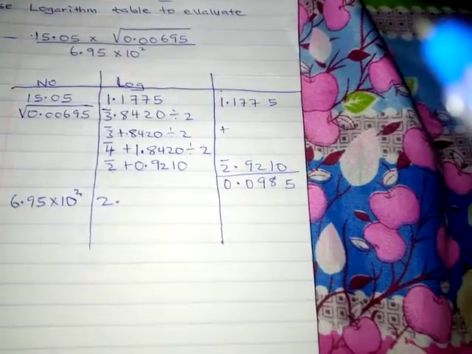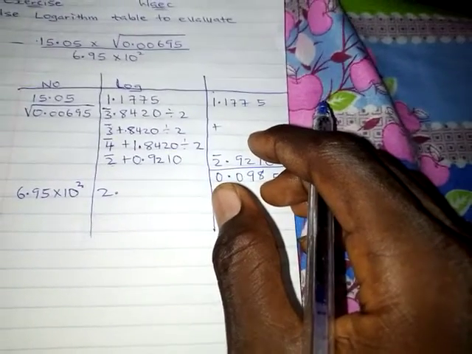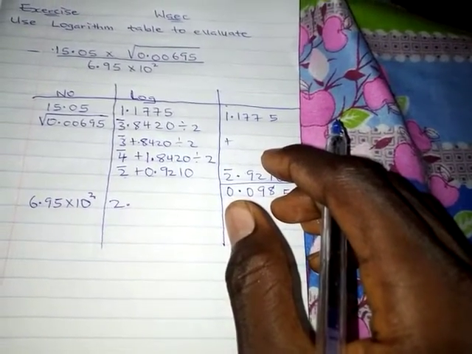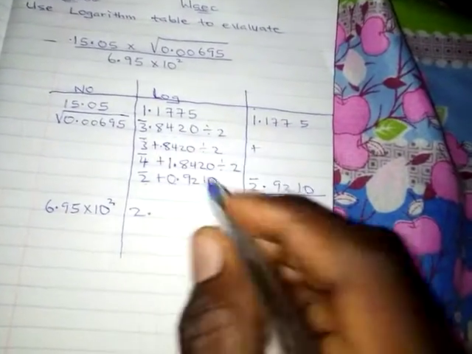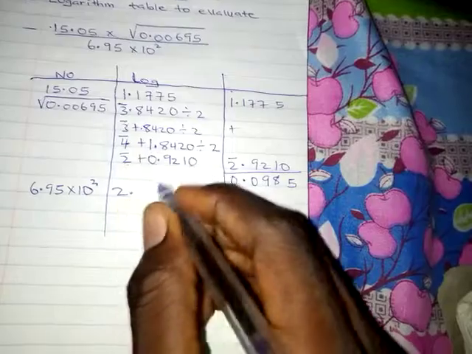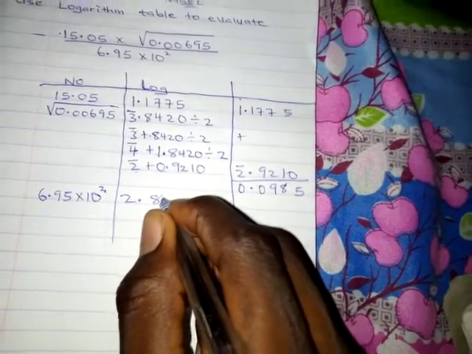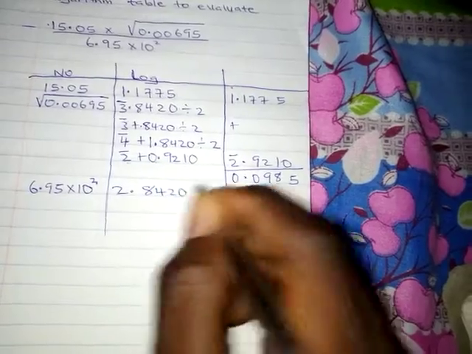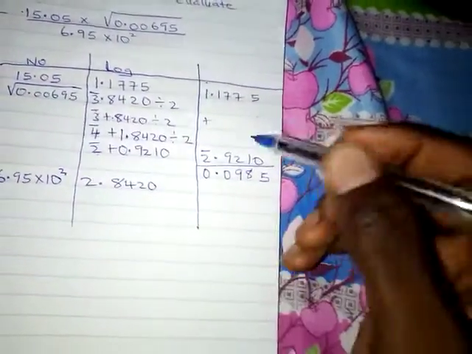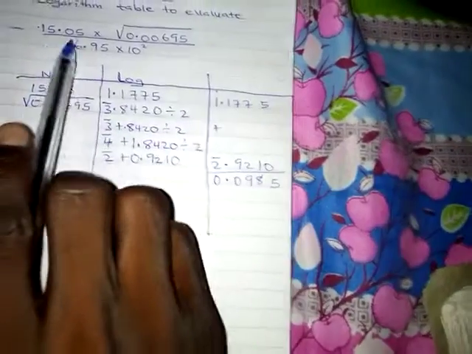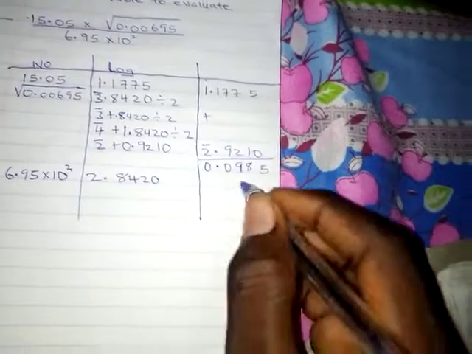69 under 5. 69 under 5. And that gives us the same value, which is 8420. So bring the value this way, because what we have is division. The question says you divide it by the value you have here. So we bring it under here and we divide.